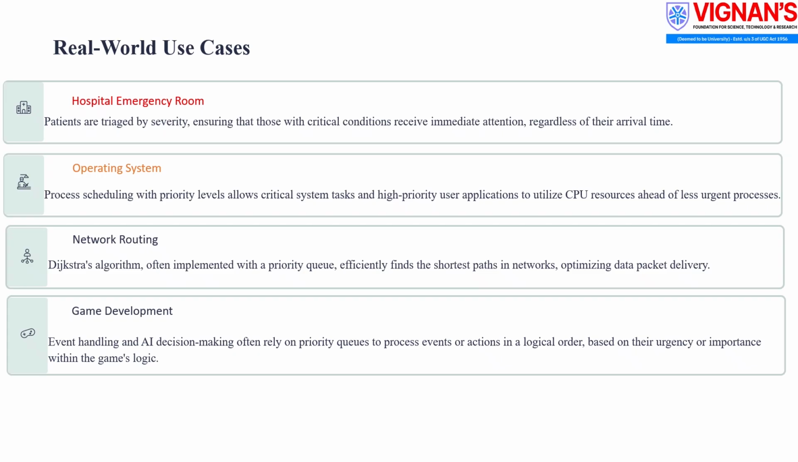important processes. In network routing, algorithms such as Dijkstra's algorithm use priority queues to efficiently find the shortest path, improving data packet delivery. In game development, priority queues help manage events and AI decisions, ensuring urgent or important actions are processed first. Thus, priority queues play a vital role in managing time-critical and importance-based tasks in many real-world systems.